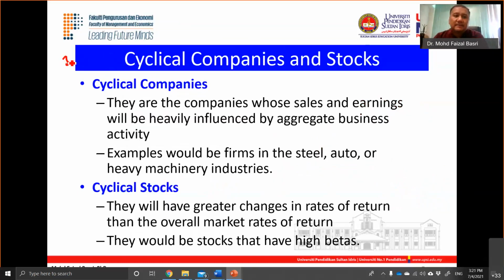Next, we have cyclical. So for cyclical, this is the opposite of defensive, whereby defensive they will not go together with the economic cycle, but for cyclical, hence the name cyclical, they will go according to the cycle of the economy or the cycle of the business. Okay. So these types of companies will rely on the aggregate business cycle.